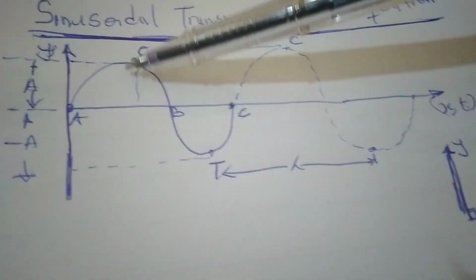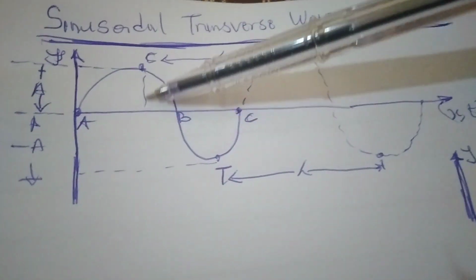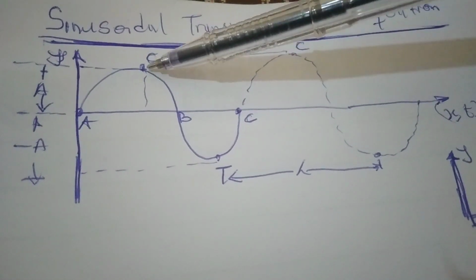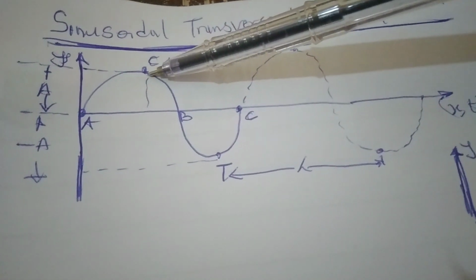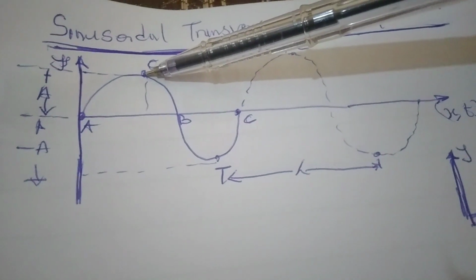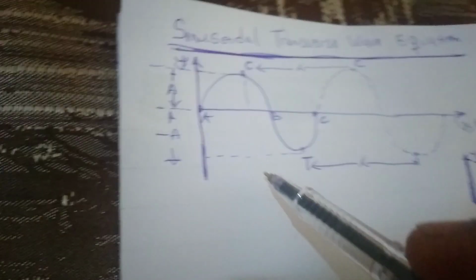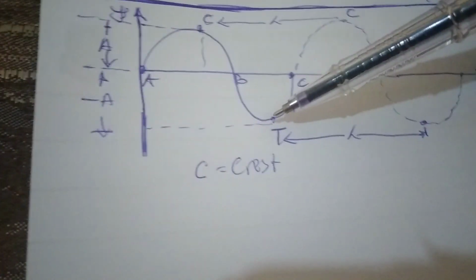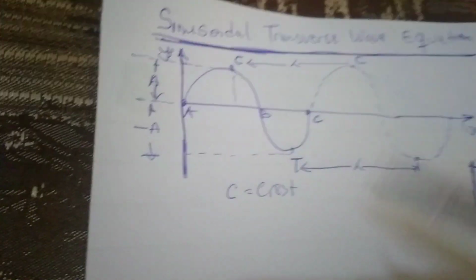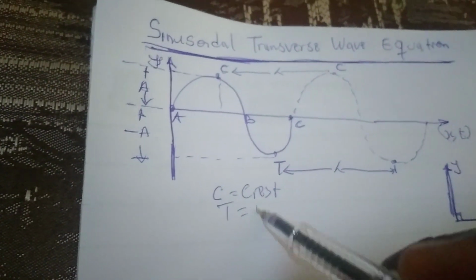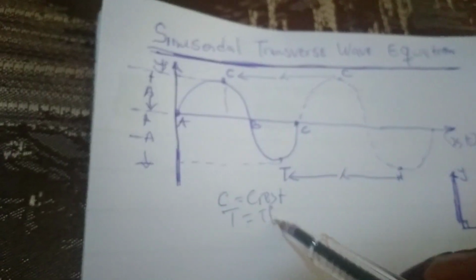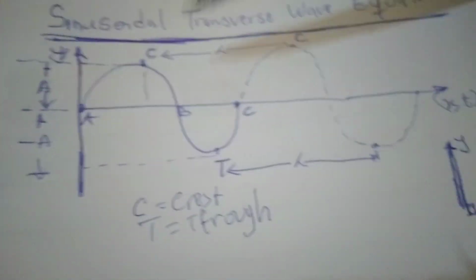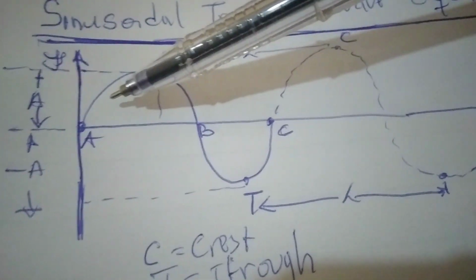Now, if you look at this particular diagram, the maximum displacement of the particle, this particular point of displacement, is known as the crest. So C is the crest. And the point of minimum displacement downward here, which is T, is called the trough.